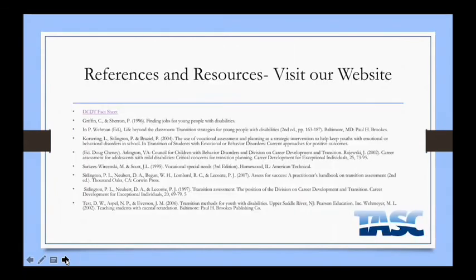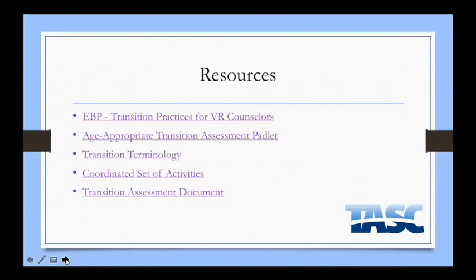There were a lot of resources that we went over today in this presentation. This particular screen, the very first resource there is the DCDT fact sheet. That is a fact sheet made on age-appropriate transition assessment and gives you lots of information that I went over today. And then the others are basically articles that are the data that were shown in the presentation. And then this page here is our resources. The first one is an article for transition practices for vocational rehabilitation counselors.